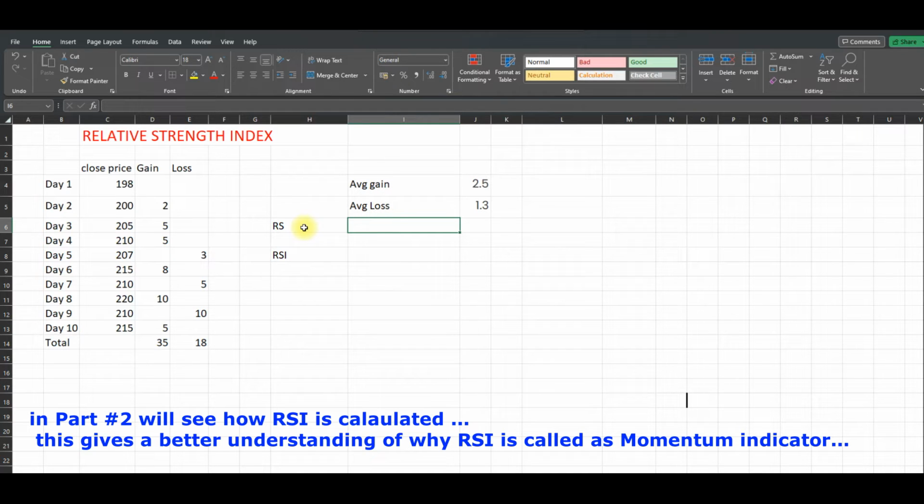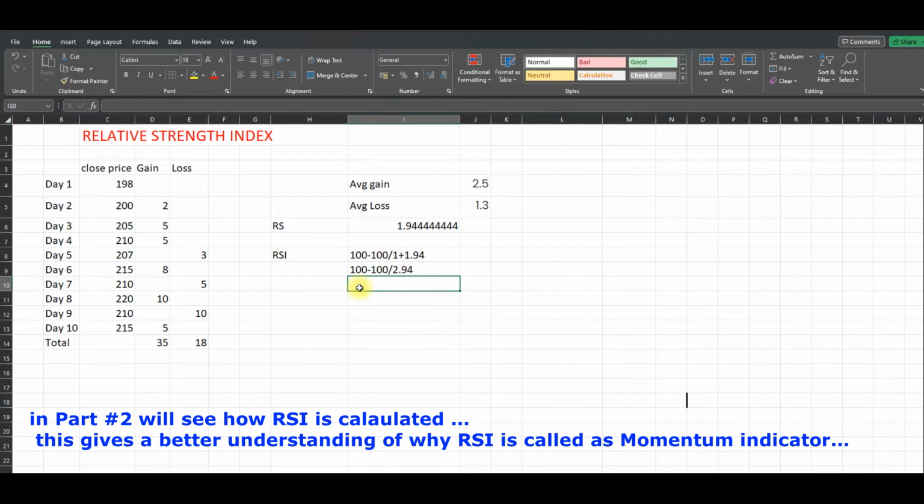So now we can find the value for RS. RS equals average gain divided by average loss, so 2.5 divided by 1.3. This is the value of RS, which is 1.94. Now the formula for finding the RSI is 100 minus 100 divided by 1 plus RS. So that is 100 minus 100 divided by 1 plus 1.94, which is 2.94.